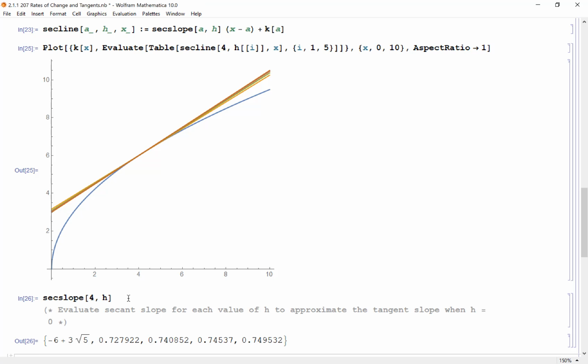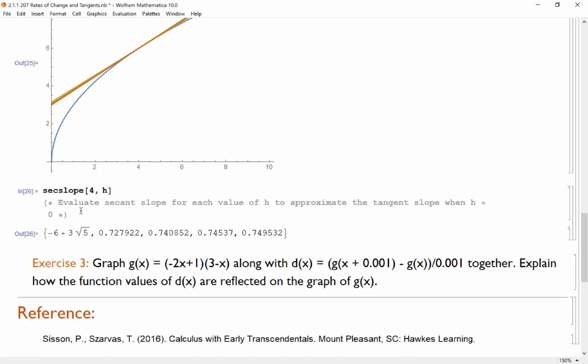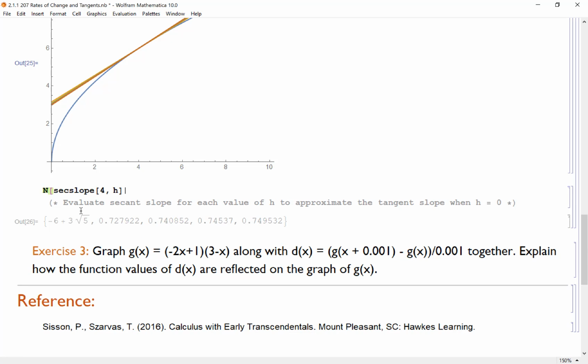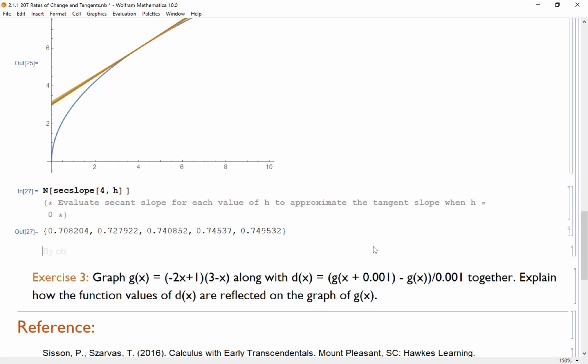Alright, so when I hit Shift Enter there, at first I get an exact expression with a square root of 5, but after that I get some decimals, which actually helps me out a little bit more here. And if you wanted that to be a decimal as well, you can just put an N around your function, and it'll give you decimal values for everything. So there we have our decimal values, and by my eye, it looks like this is getting closer to 0.75. Alright, so by observation, it appears the tangent slope is 0.75.